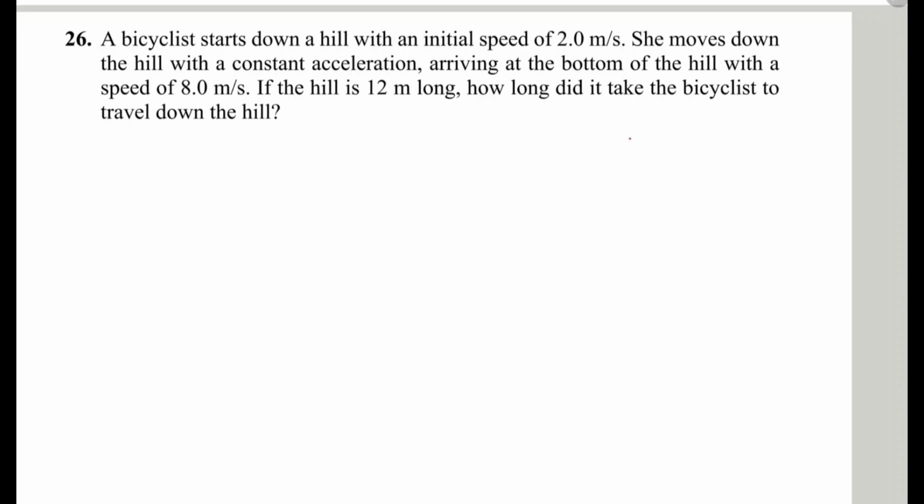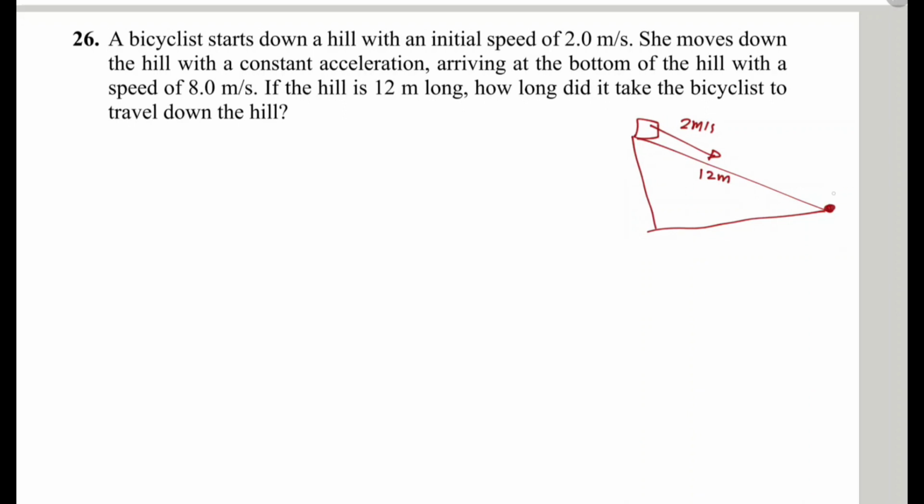So here's the situation. We have a hill like this one, and here's the bicyclist traveling down it. The ramp length here is 12 meters, and the velocity of this bicyclist is 8 meters per second. Now we need to find the time it takes the bicyclist to travel down the hill.